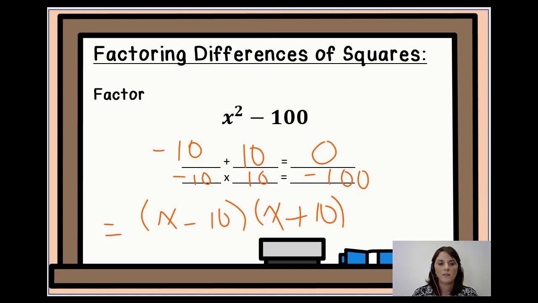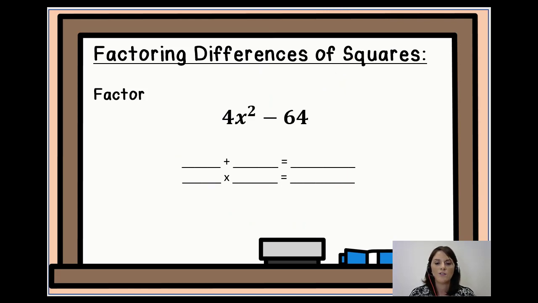One thing that I want to point out as well is the word differences. Differences means that we have that subtract sign in between our two terms there. And squares basically means our last term is a perfect square. Okay, let's take a look at another example.